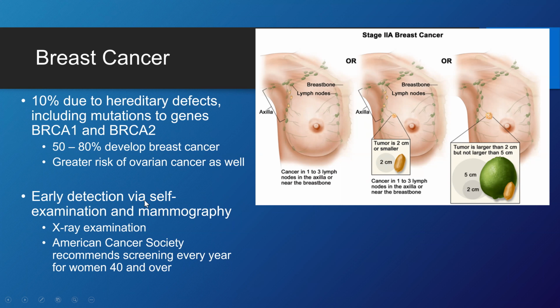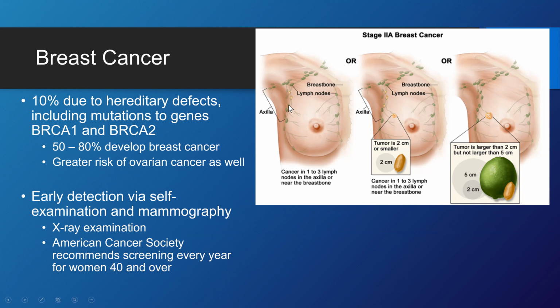So, early detection through self-examination and mammography. Now, mammograms are recommended every year when a female is over 40. So you can see over here the cancer in 1 to 3 lymph nodes in the axilla or near the breastbone.